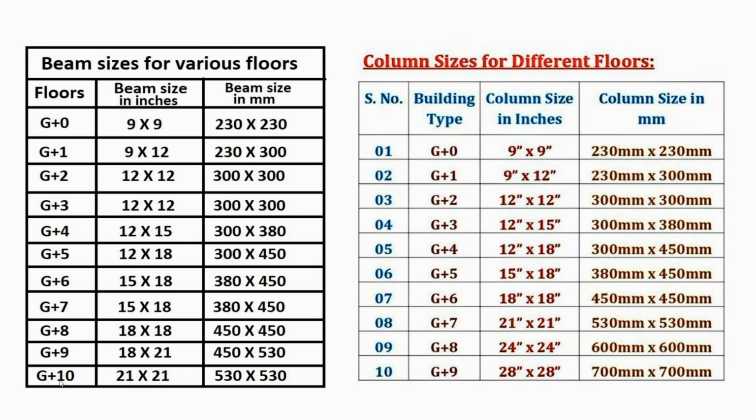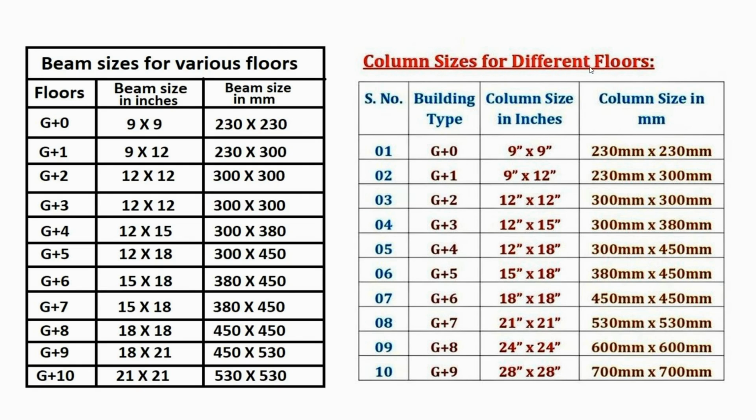For example, for a G plus 10 building, the size of your beam will be 530 millimeters times 530 millimeters. These are the minimums that you must know when you're considering frame structures.